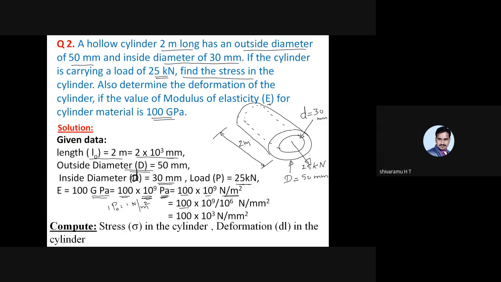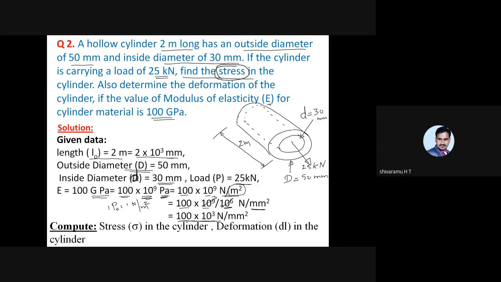In the next step, 100 into 10 power 9. Now we are converting meter square into millimeter square. So 10 power 3 two times, 10 power 3 squared gives 10 power 6. So finally 10 power 6 will get cancelled, and instead of 10 power 9, the remaining is 10 power 3. So E is equal to 100 gigapascal. Whenever the Young's modulus is given in gigapascal, we can directly write 100 into 10 power 3 Newton per square millimeter.